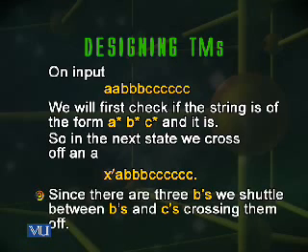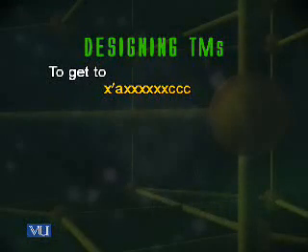Since there are 3 B's, we'll shuttle between B's and C's, crossing them off. So we will cross off all the B's and we will cross off all the C's. In this case, we will get the following tape contents at the end of this phase. There'll be X prime followed by A, followed by X, X, X double prime, followed by X, X, X, and C, C, C. See, the marker X double prime shows where the B's would have ended.